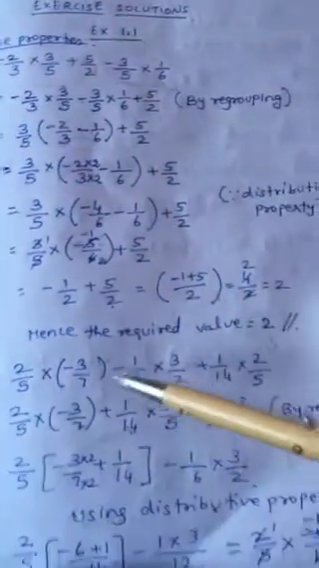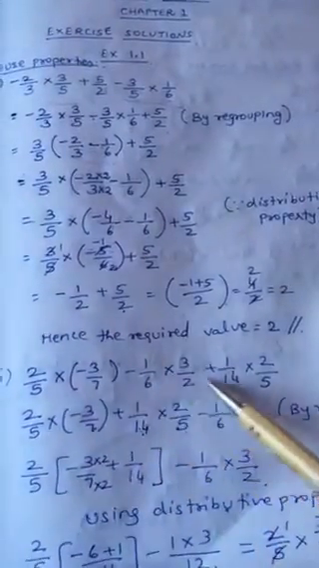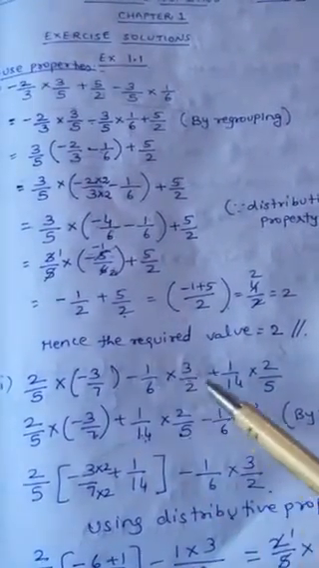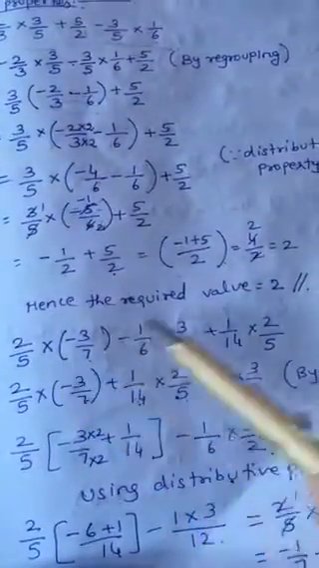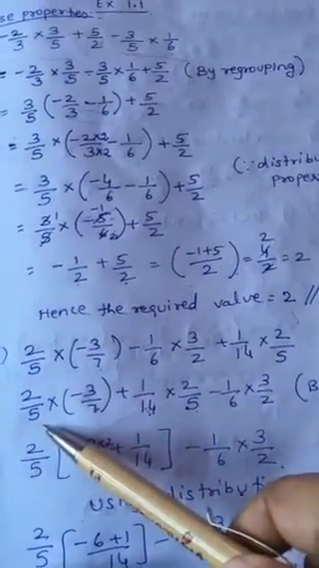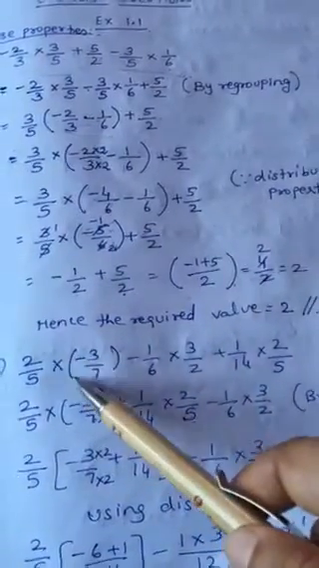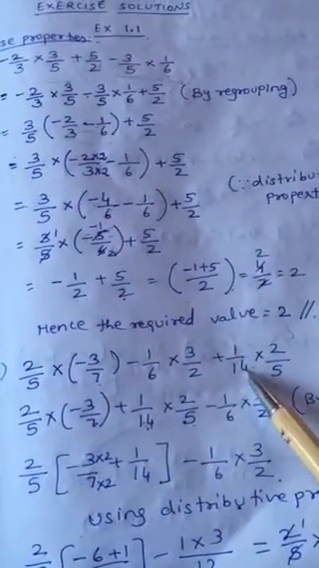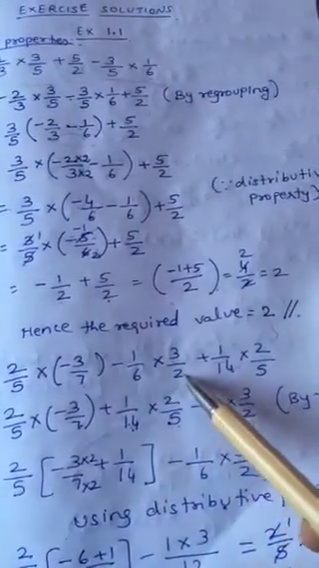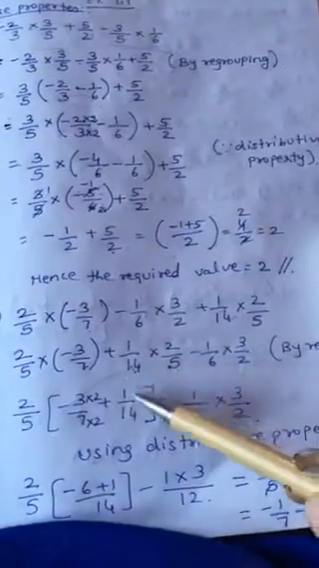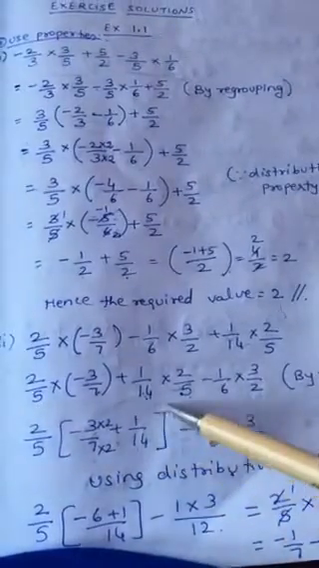Okay. Now next is this question, 2 by 5 into minus 3 by 7. Just see the denominators. So this 7 and 14. 14 is a multiple of 7. Okay. So just take 2 by 5 is common here. So just take this 2 by 5 outside. Take this minus 3 by 7 because since it's a multiplication, and then take this 1 by 14. Then you take this 2 by 5 minus 1 by 6, okay, into 3 by 2. Now what we are going to do is take this common 2 by 5 outside and minus 3 by 7 and 1 by 14, just place it in brackets.